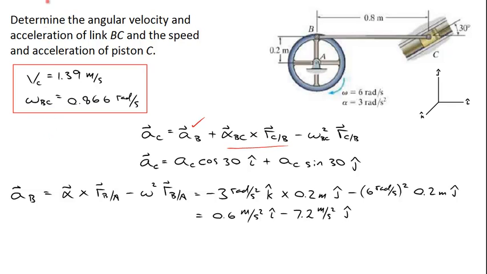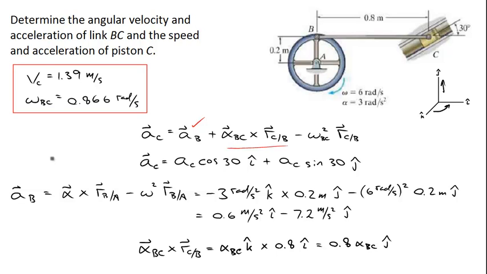Let's figure out the tangential acceleration of BC, which is the angular acceleration of BC crossed with the position of C with respect to B. And that'll equal alpha BC in the k-hat direction. We don't know alpha BC yet. We'll solve for it. Crossed with the position of C now with respect to B, so we go from B to C, so we move to the right 0.8 meters in the i-hat direction. And again, k crossed with i gives me something in the positive j-hat direction, so what I'll come up with is 0.8 alpha BC in the j-hat direction.